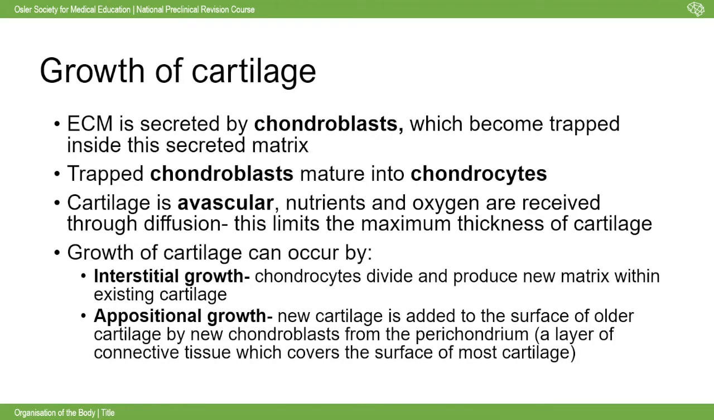So, growth of cartilage then: the ECM is first secreted by cells called chondroblasts. As the chondroblasts secrete this ECM, they become trapped within the secreted matrix, and this leads to them becoming chondrocytes. So those are our two key cell players within cartilage.